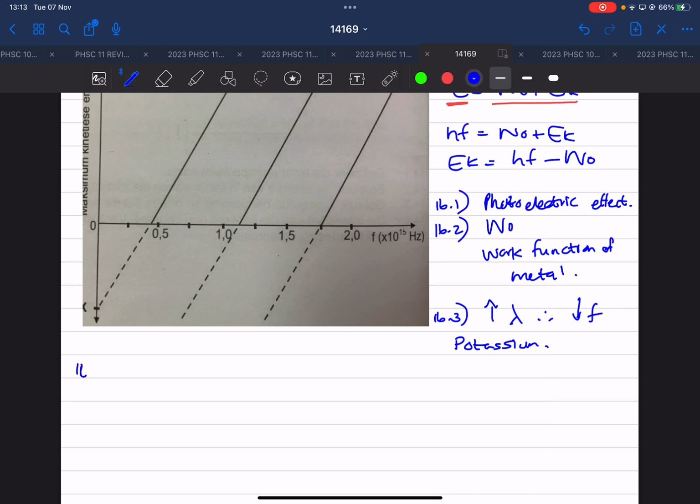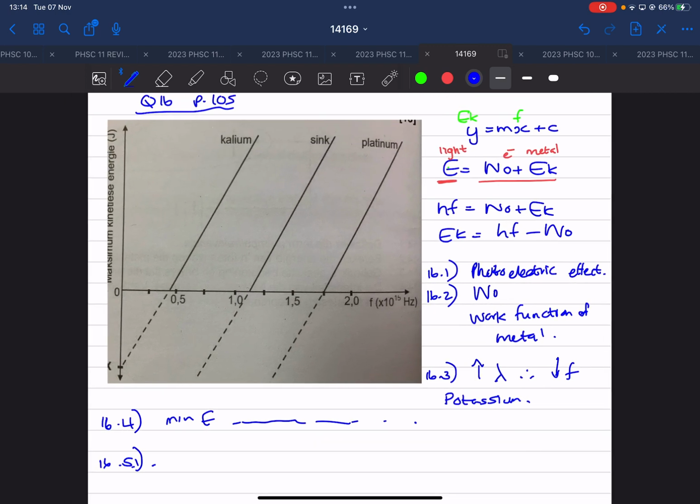Okay, 16.4. Define the term work function. Work function is the minimum energy, and so on. En dan 16.5.1. Bereken die arbeidsfunksie van platinum. So calculate the work function of platinum there. Work function we said is the y-intercept. Okay, wat het ons van platinum daar?